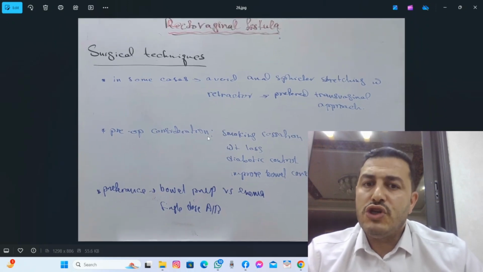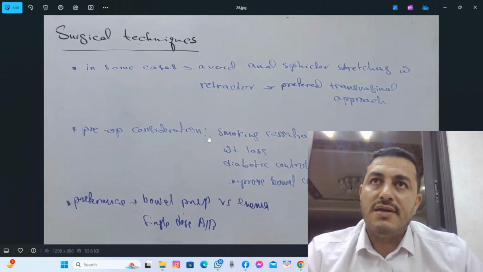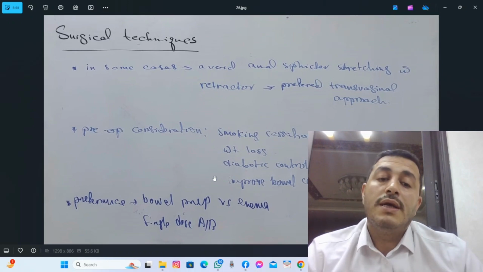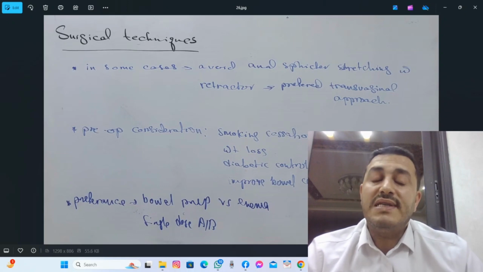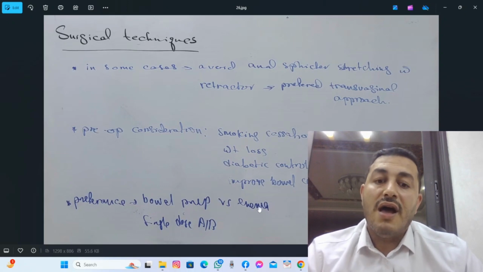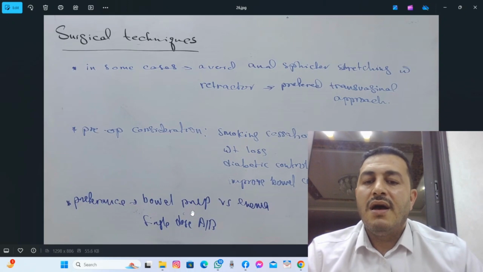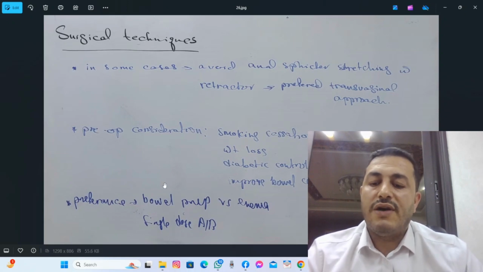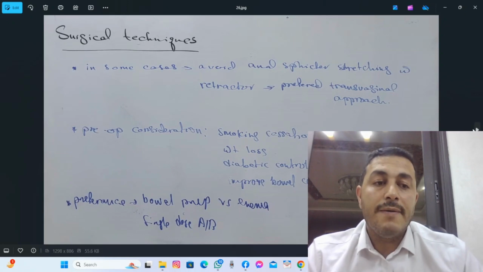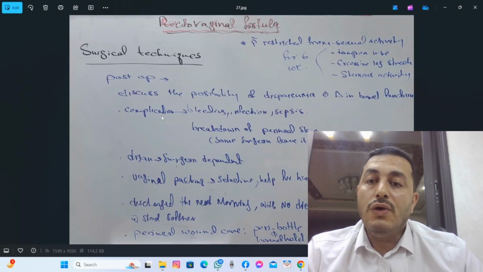Of the pre-op considerations, of course, we are dealing with fistula and incision, so smoking cessation, weight loss, diabetic control, and improved bowel consistency and frequency are important. Some surgeons do bowel prep and others prefer enemas. It's a little bit controversial. What we know is that we also need a single dose of antibiotic.